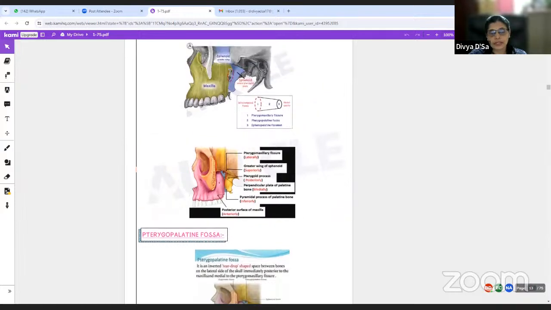So there is the pterygopalatine fossa. If you see here, this is the fossa. It is like a teardrop-shaped space present between the bones on the lateral side of the skull. It is immediately posterior to the maxilla and medial to the pterygomaxillary fissure. This is the pterygomaxillary fissure, which will lead to the pterygopalatine fossa, and this side will be the nasal cavity. It will lead to that through the sphenopalatine foramen.